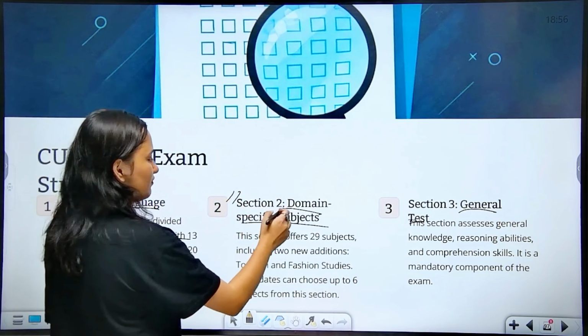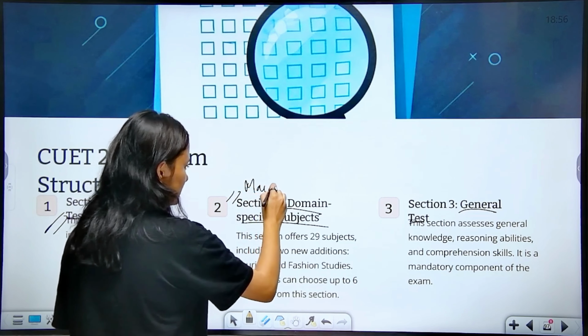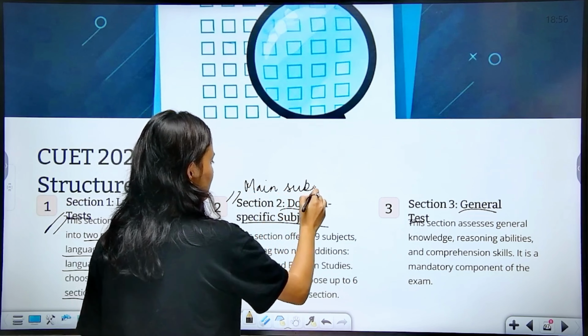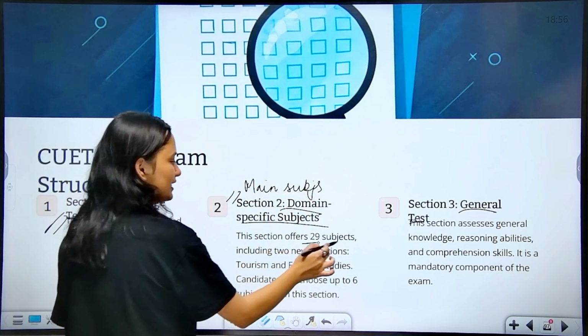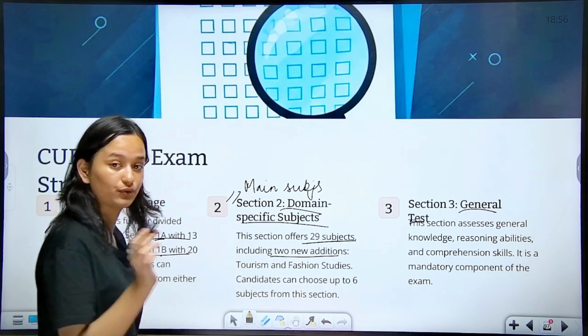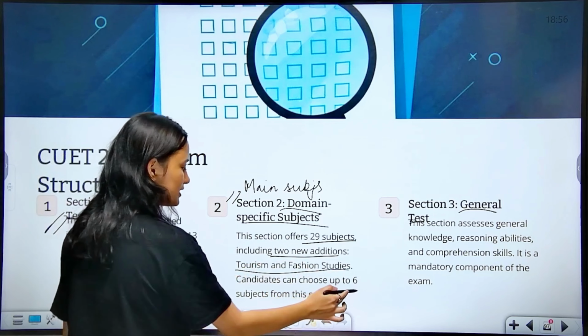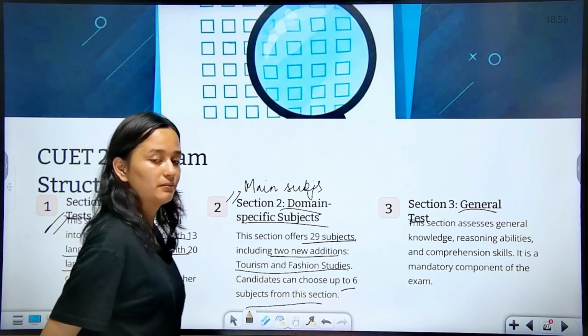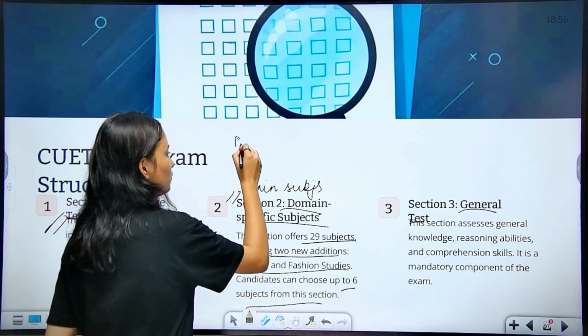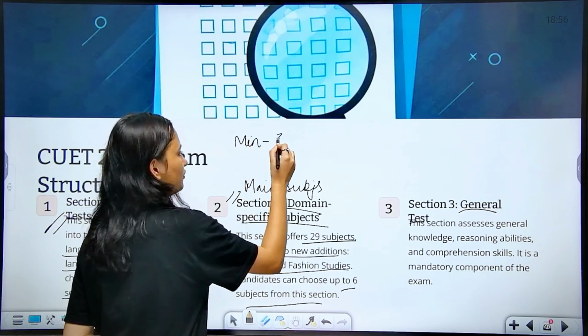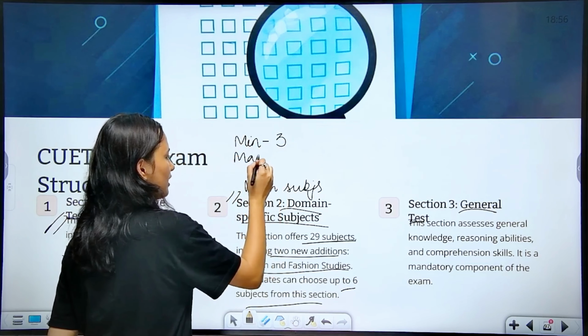Second is the domain specific test. These are your main subjects, and it is very important to focus on these subjects. The section offers 29 subjects, including 2 new additions, that is tourism and fashion studies. Candidates can choose up to 6 subjects from this section. So the minimum that you must choose from this section is 3, and the maximum that you can choose is 6.